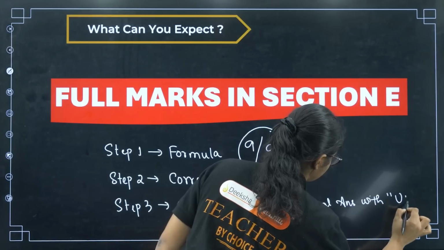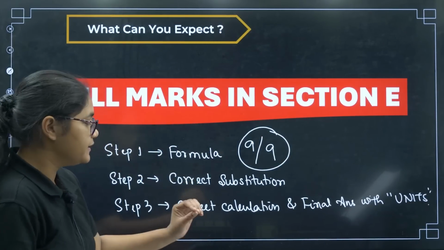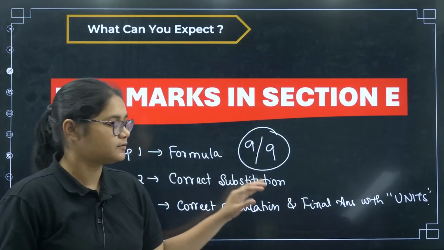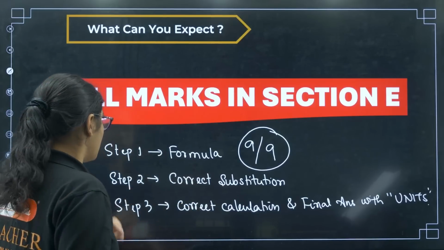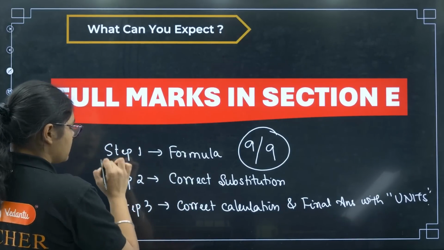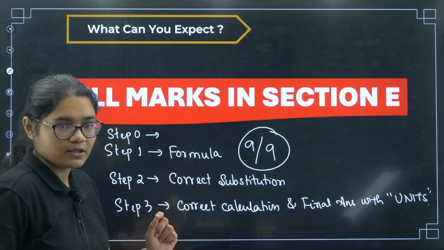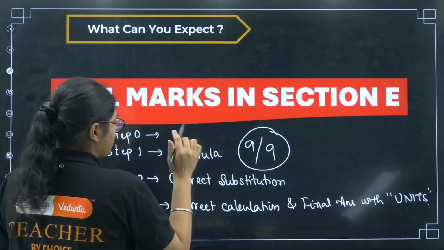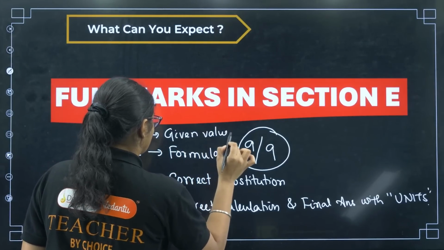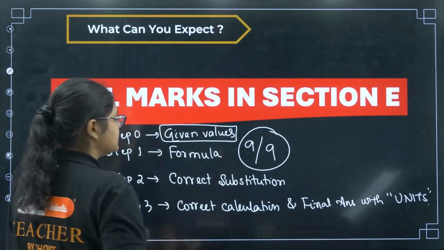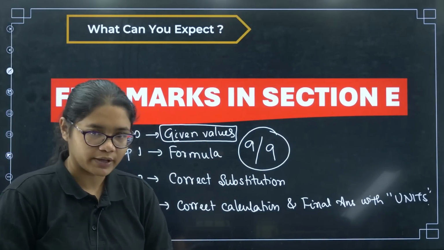Please remember, this is very, very important. If you don't write units, it will not be evaluated. Similarly, if you just write down the final answer without these 2 steps, you won't get any marks. Apart from these 3 steps, I also want you to write one step 0. The first step, when you read a question, is to write the given values. This step does not carry any marks, but yes, you have to write the given values in the question.